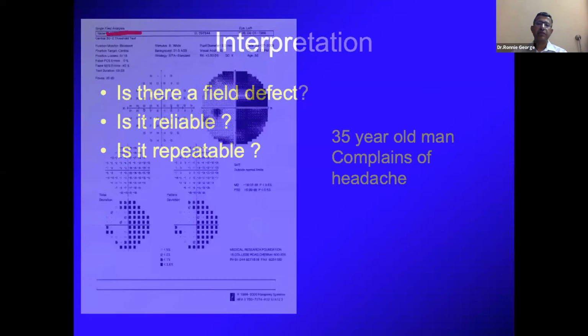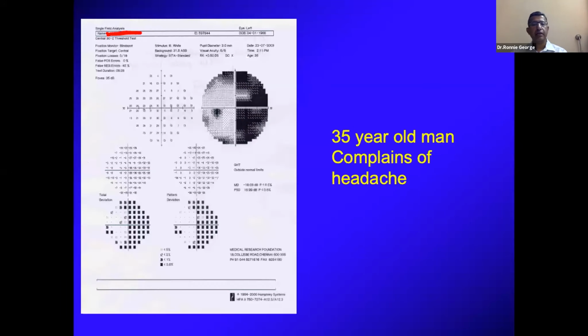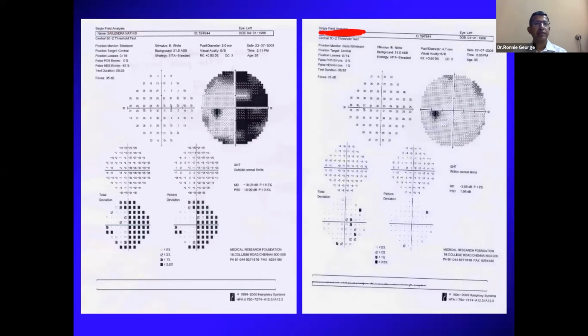Then we come to this 35-year-old man who complains of a headache. When he comes to you like this and you look at a field which looks like this, you immediately get concerned and wonder whether you should image him. But again, you repeat it and you find the field is normal. So sometimes even a classical pattern will disappear when you just repeat the field.